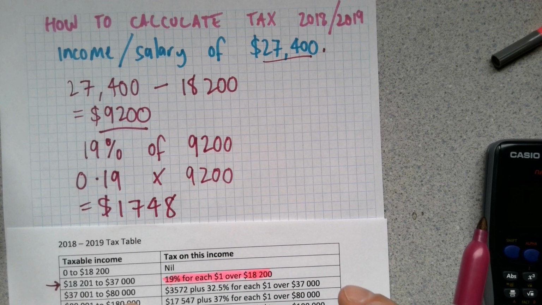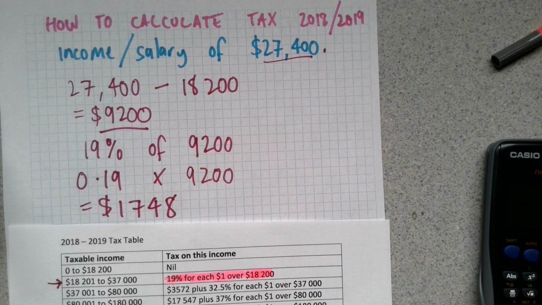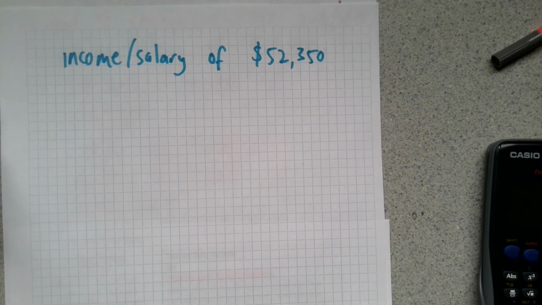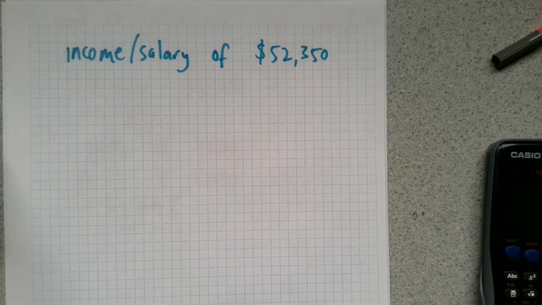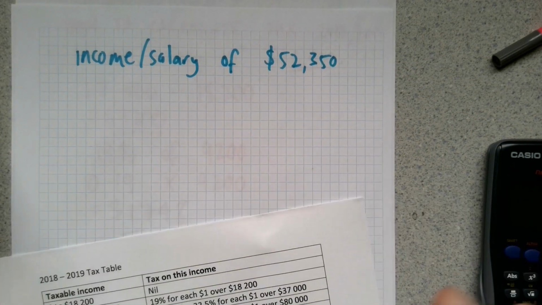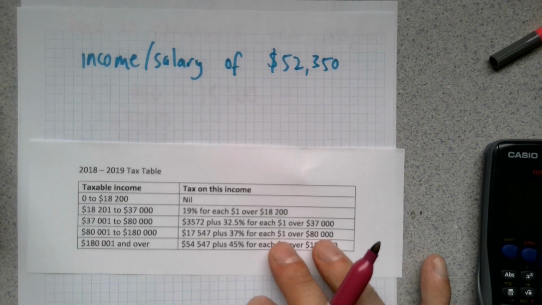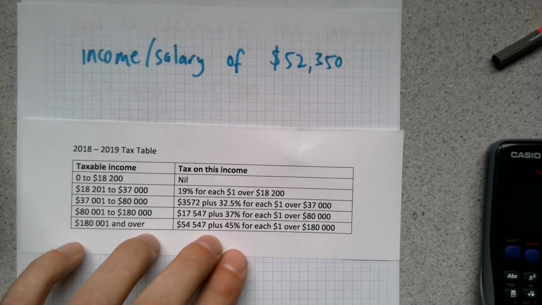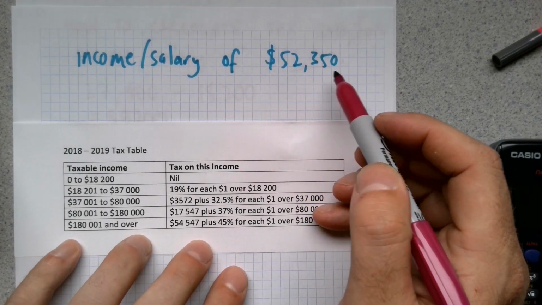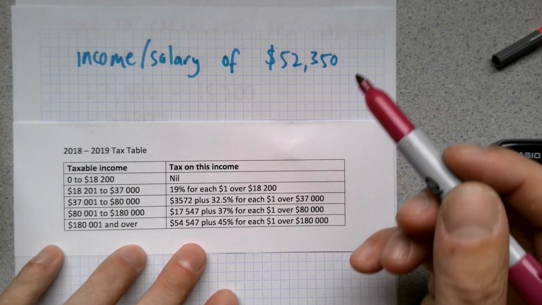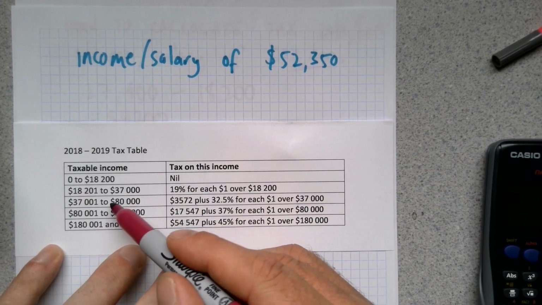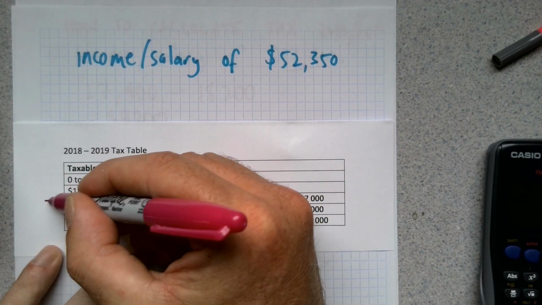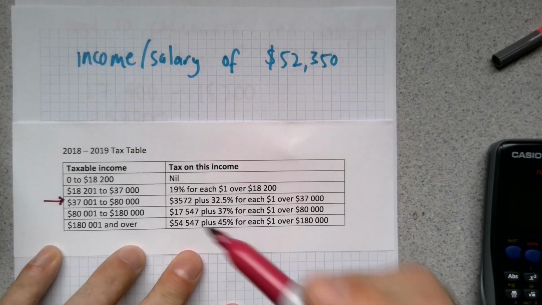We're going to move to another example now. Income this time of $52,350. Let's get a new table up here. Again, let's identify which bracket 52,350 comes under. This time it's more than 37,000, so we're moving to the next bracket. It's less than 80,000, so it falls into the 3rd bracket down.